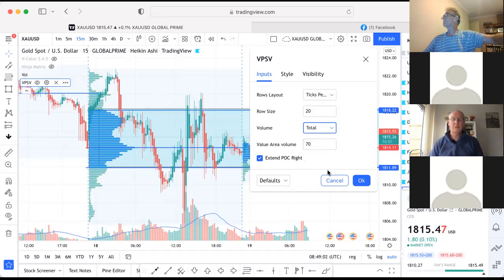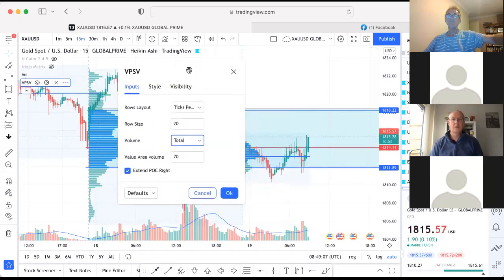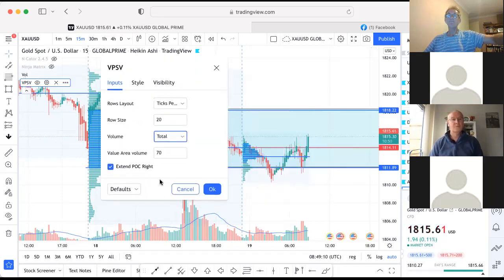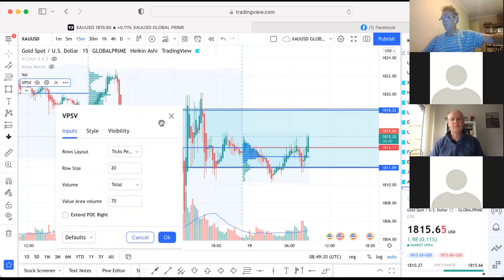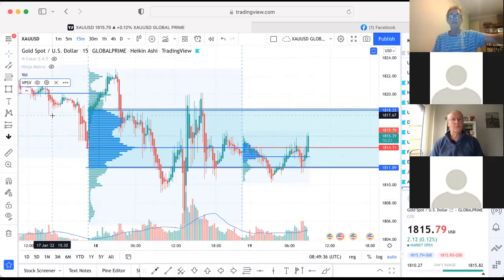And then the fifth one on this inputs is extend POC right. I've got it ticked at the minute. We'll just have a look at what it looks like without. Did that make any difference? It doesn't look like it did. No, it didn't seem to make any difference. For some reason, that didn't work. Click OK, it'll change it. If you untick it.